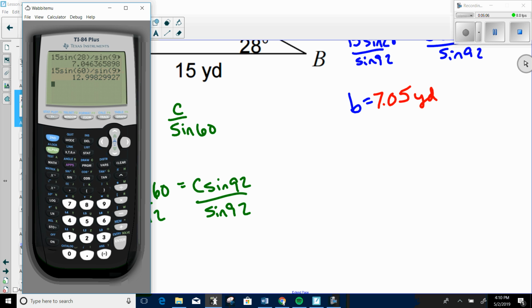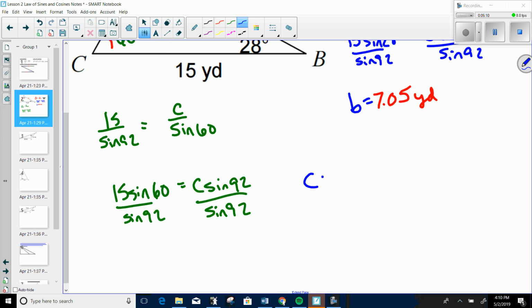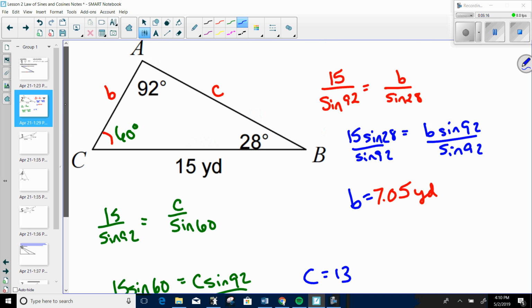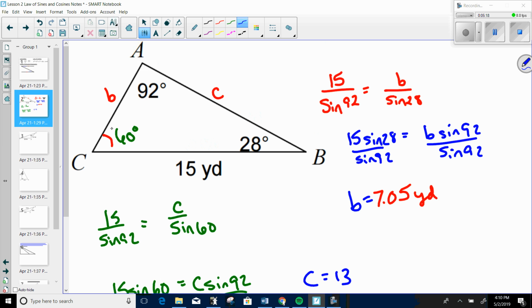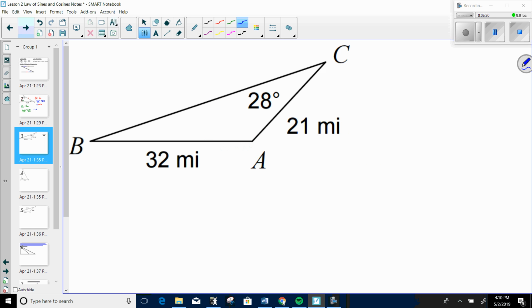Enter, and you get 12.998. 13 is good enough. C would equal 13. And that is everything I need to solve for. I found the two sides that I was looking for, and I found the angle that I was looking for. Okay? So now we're going to look at how to solve this one.